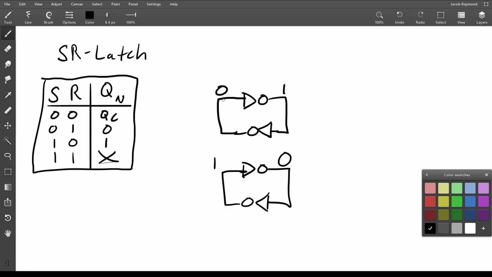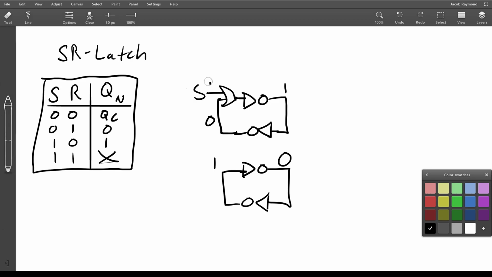If I could somehow magically change this 0 to a 1, then this 1 would invert, become a 0, and come over here, and then the 0 would invert to become a 1, and it would become stable, right? We can't just inject a 1 onto a wire or something like that, but we can use a logic gate to do so. So right here, if I instead put an OR gate, we'll call this S.